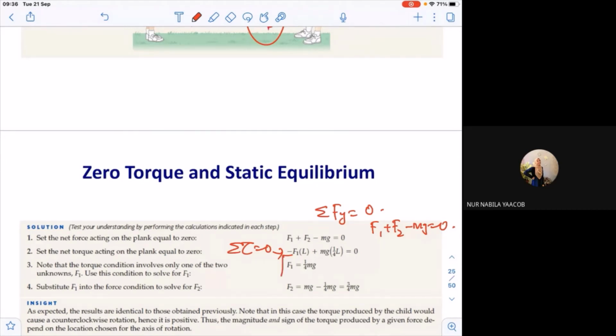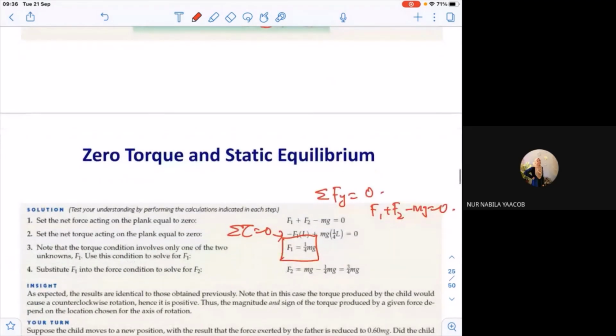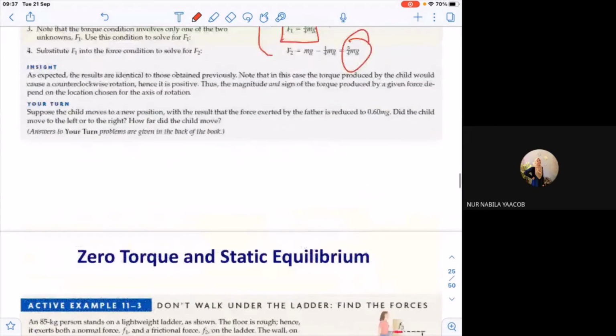Then you will get that F1 is equivalent to 1/4 mg. And obviously, when you have calculated F1, you calculate F2. F2 is what? Refer back to this part. F2 is equivalent to mg minus F1, and F1 is a quarter mg. So therefore, the answer is three quarters mg for F2.